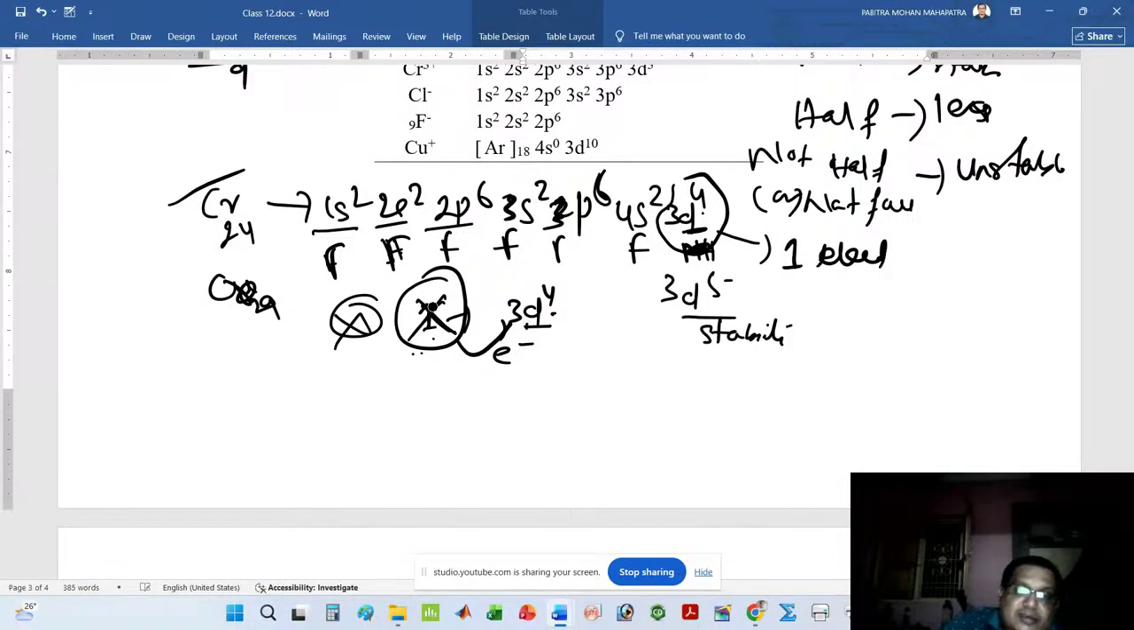If X will donate one electron to 3d, then X must follow some condition. X must have equal energy with 3d. Yes or no? After giving one electron to the 3d, it must be stable. If X gives one electron, after giving it, X must be stable. Otherwise, it will not be stable.